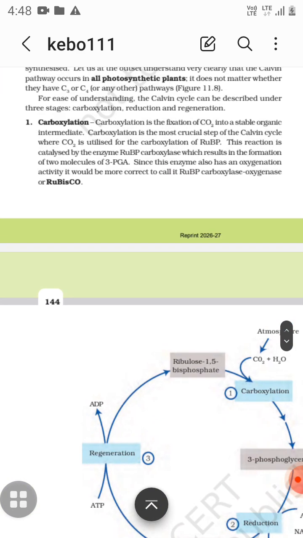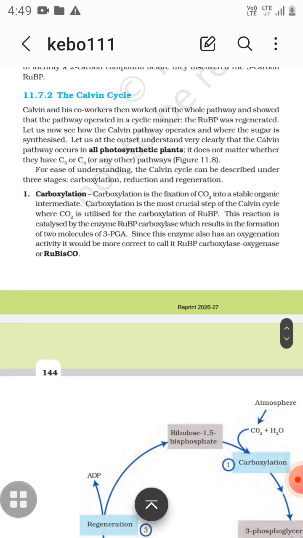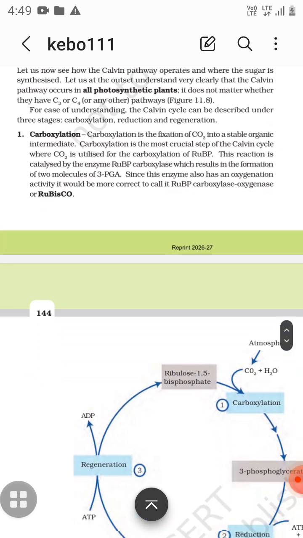Now, the Calvin cycle has 3 stages: carboxylation, reduction and regeneration. Carboxylation, reduction and regeneration.